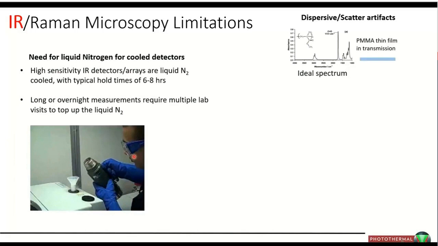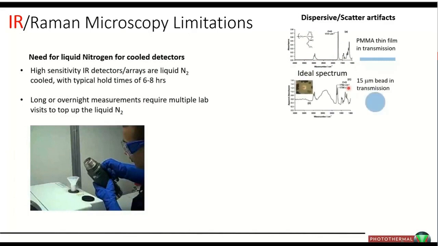But one of the biggest issues, and perhaps even the most underappreciated, is that of so-called dispersive scattering artifacts. Now, in the image here I have an ideal spectrum, and that really comes from a transmission measurement of a thin film of PMMA. As I said before, a thin film measured in transmission generally gives you the best quality spectra, and what I mean by good quality is a nice flat baseline and symmetric peaks. That's a pretty good looking spectrum.